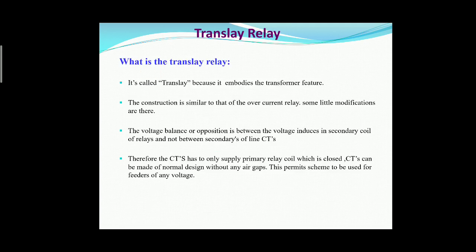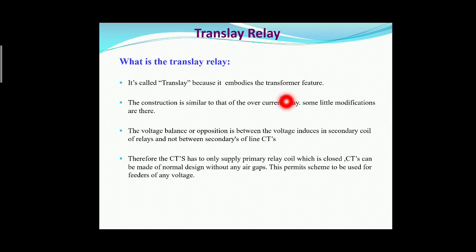Okay, first, what is the translay relay? Why is it called the translay? Because it embodies the transformer features. It is called the translay because it embodies the transformer features. Then the name is called the translay relay. That is the main reason for calling it the translay relay.